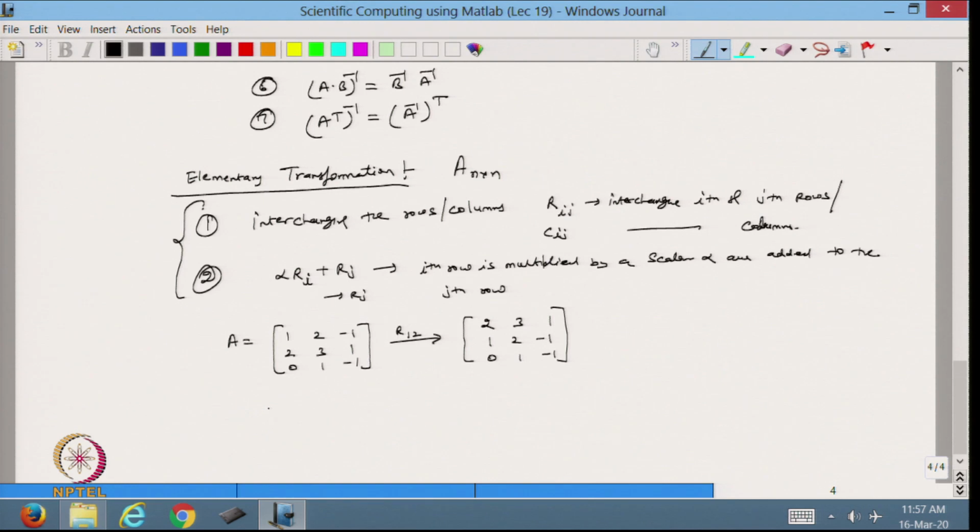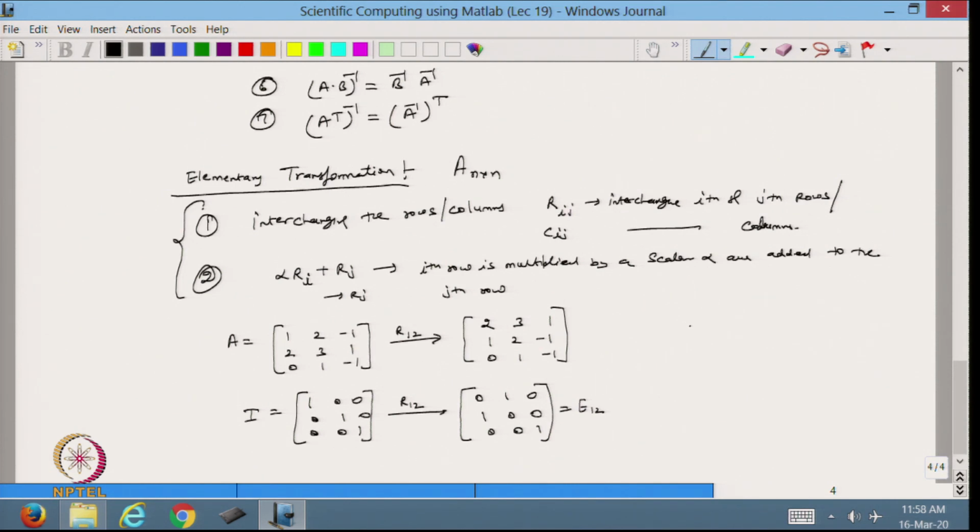But what I can do is take a unit matrix, the identity matrix I. The identity matrix is 1 0 0, 0 1 0, 0 0 1, and I apply the same process R12. It becomes 0 1 0, 1 0 0, 0 0 1. That I call E12. E means elementary matrix, after interchanging rows 1 and 2.